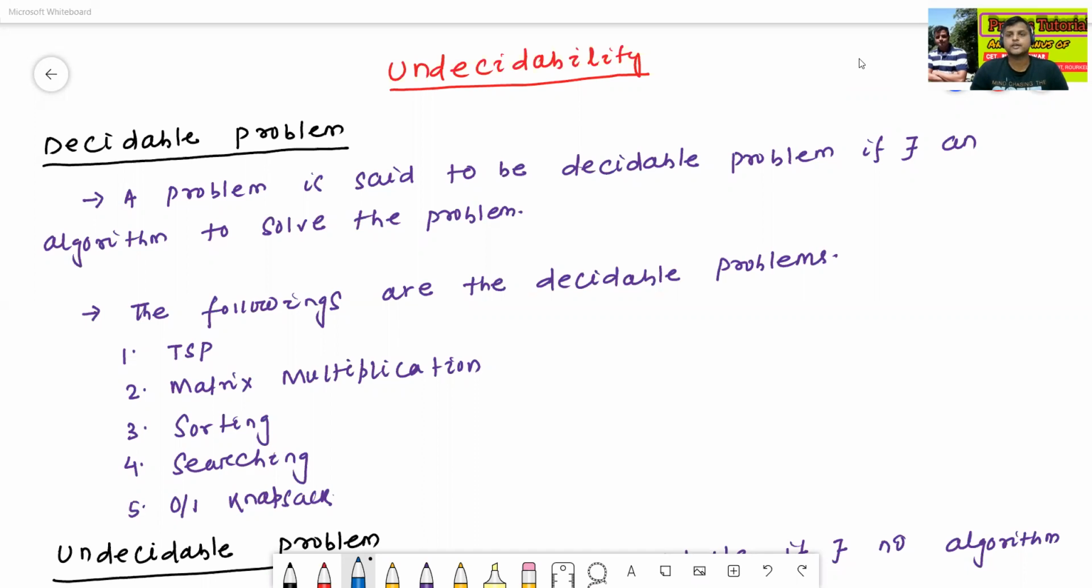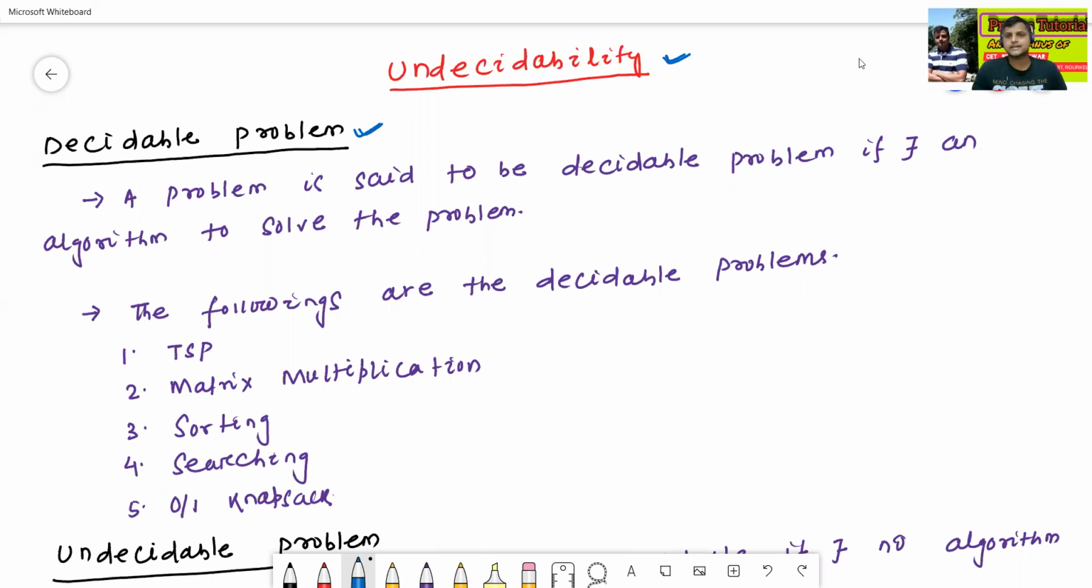I am Dr. Prabhas Chananbal. In today's class, we'll discuss the undecidability problem, decidability problem, and reduction problem. These are very important problems. So first, before going to undecidability, we'll see what is the meaning of a decidable problem.